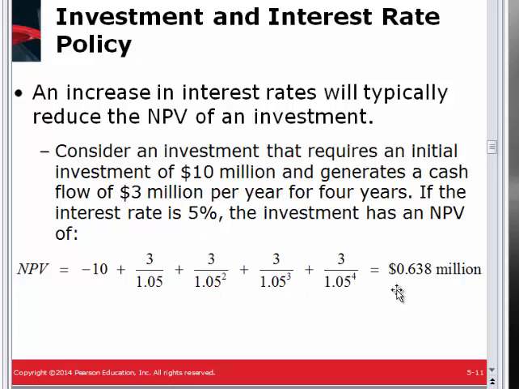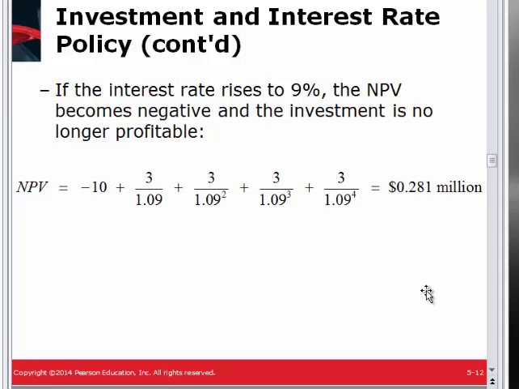So that means that the net present value on this project is $0.638 million. So it's positive, so that means obviously it's a good investment. So the next question is, what happens if the world interest rates in the economy go up, or the riskiness of this project increases, and we go from 5 to 9%? What happens to the value? The net present value of this project changes.